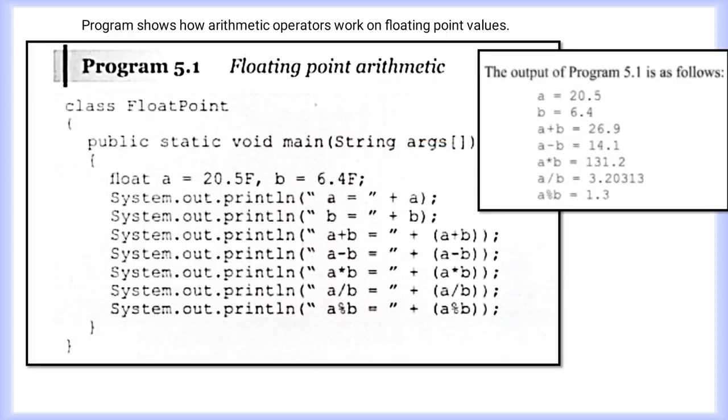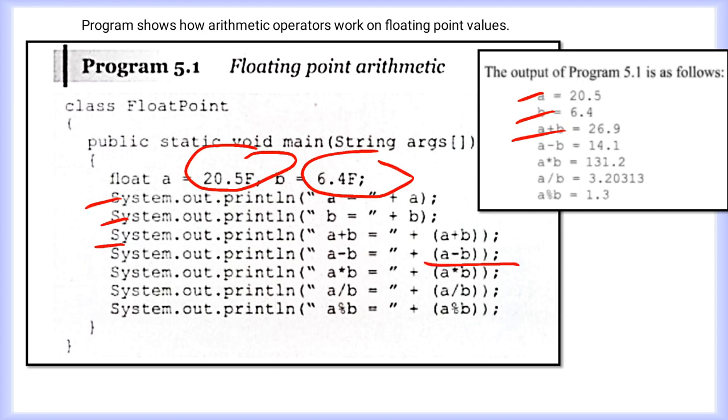Look into this example. A's value is 20.5, B's value is 6.4. We print the values A and B in the first two statements. In the next line you print A plus B: 20.5 plus 6.4 gives 26.9. Next you give A minus B: 20.5 minus 6.4 gives 14.1. A star B gives 131.2, A slash B gives 3.20313, and A modulus B gives 1.3.